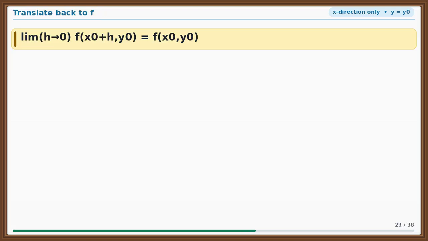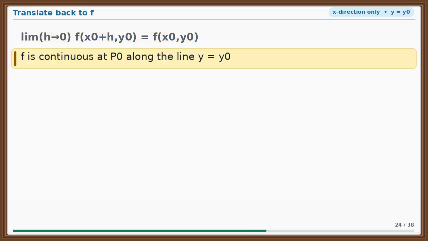Now translate the result back to f. As h approaches 0 while y remains exactly y0, f of x0 plus h, y0 approaches f of x0, y0. This is continuity at p0 along the horizontal line y equals y0. It is a genuine continuity statement, but its domain is the one-dimensional cross-section selected by the partial derivative.